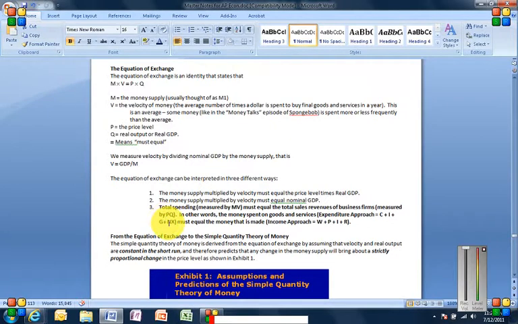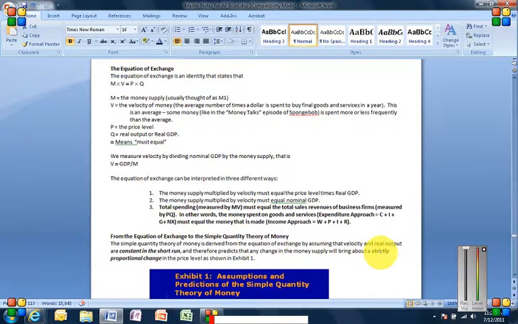So to move in the classical tradition from the equation of exchange to the simple quantity theory of money is only one step. The simple quantity theory of money says that in the short term, it's safe to assume that velocity and real output are constant. They don't change much in the short run. And therefore, you can predict any change in the money supply will bring about a change in the price level. In this theory, they say it'll be a strictly proportional change.